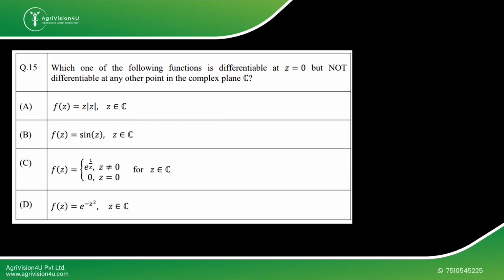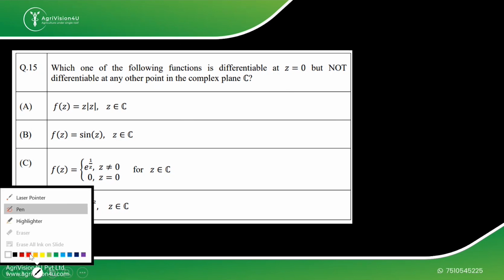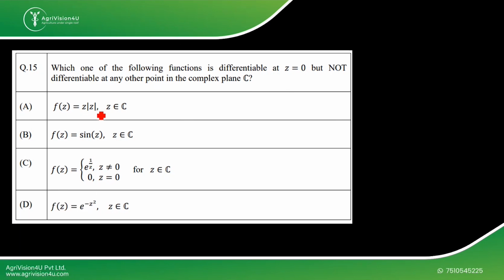Let's first start with reading the question. Which of the following functions is differentiable at z equals 0 but not differentiable at any other point in the complex plane? Okay, so the first option that is given to us is function of z, z mod z, then sine z, and this function is given for us. And the last option is e to the power minus z square.